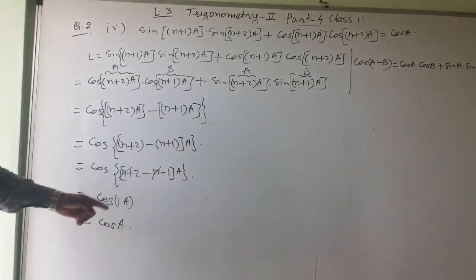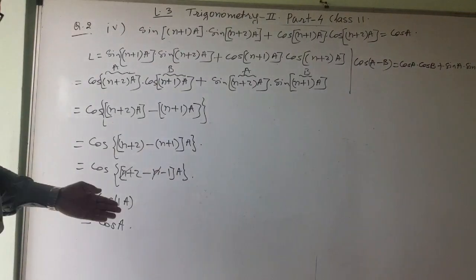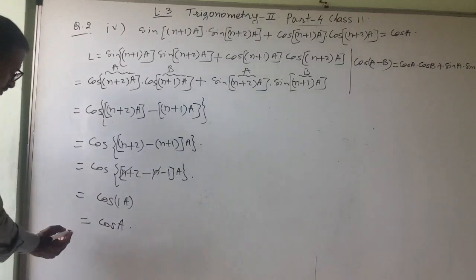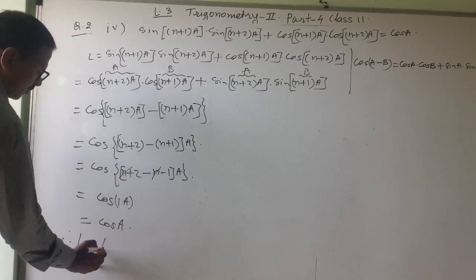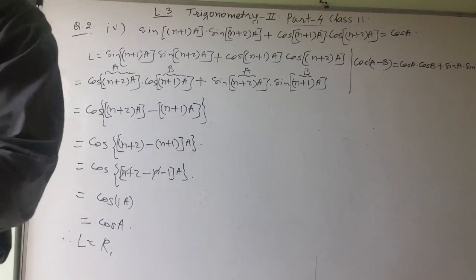Every step is important in the proof. Of course, here you can directly write cos of a, no problem. Therefore, LHS is equal to RHS, and this way the proof is over. Take a screenshot.